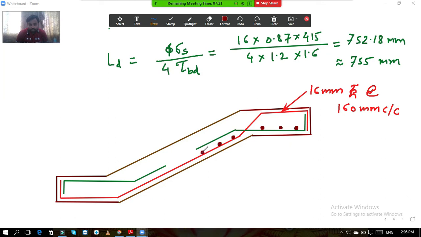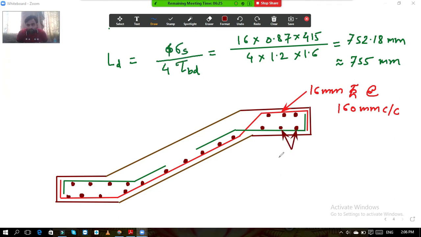Here is the distribution steel. These bars, whatever I am showing over here, these are the distribution steel. We have already designed this. All these bars are nothing but distribution bars. You also draw the diagram with me. And now I will give name to these bars.